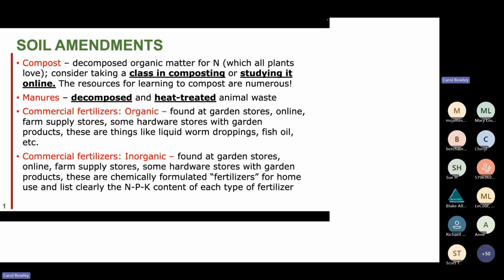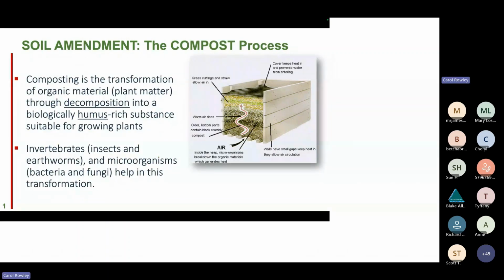And the organic ones are usually something like worm droppings, fish oil. The commercial fertilizers are actually created in chemical factories. Either one will bring your soil up to the NPK and other mineral standards that are required for your plants to have really good growth. But the one that we're going to talk about right now is the one that is preferred by master gardeners, and that is composting.